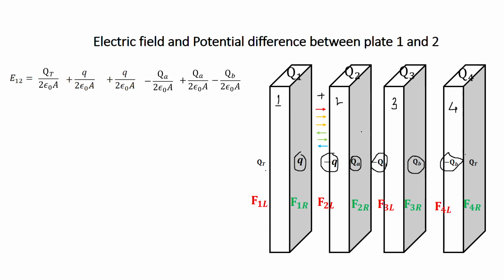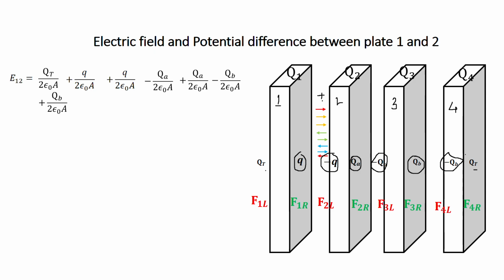And minus qb will attract this positive test charge, so the electric field will be towards right, and its magnitude is qb divided by 2 epsilon naught a. Finally, this qt will push the charge towards left. So the electric field will be towards left.